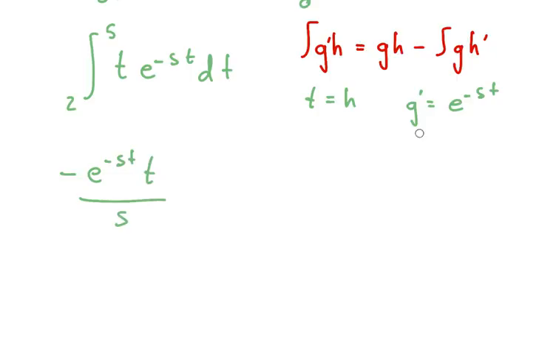So that's the integral of g prime times our h function, which is t. And then we're going to add it because we're going to subtract this negative. And note that the derivative of t is just 1. So we're left with this right here.